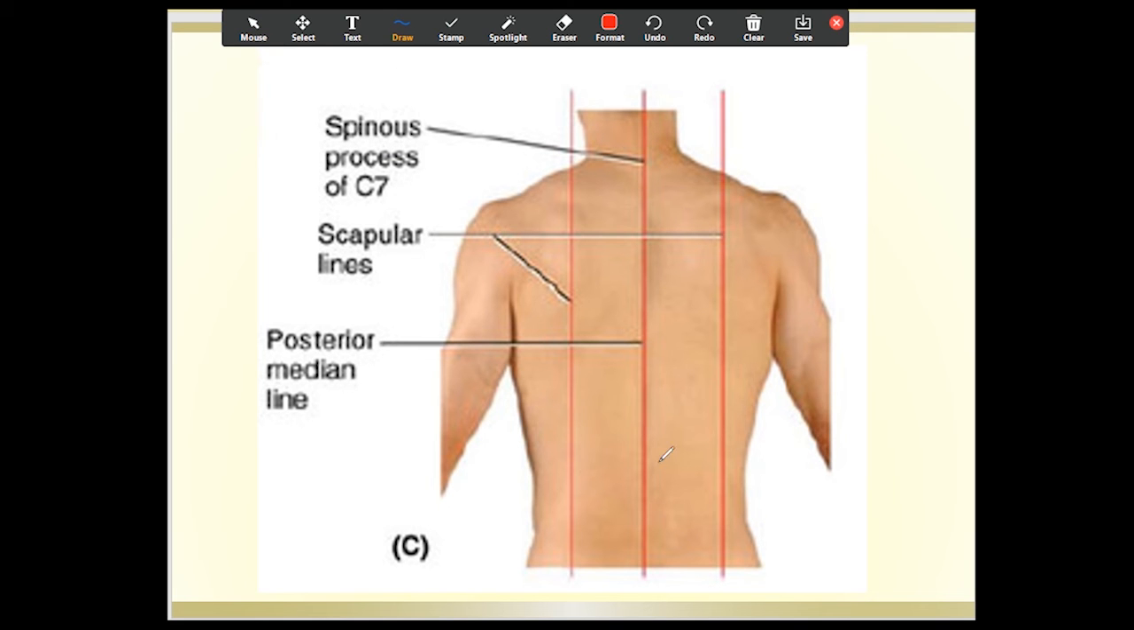Then we go to the posterior, to the back. So we have the posterior middle line.